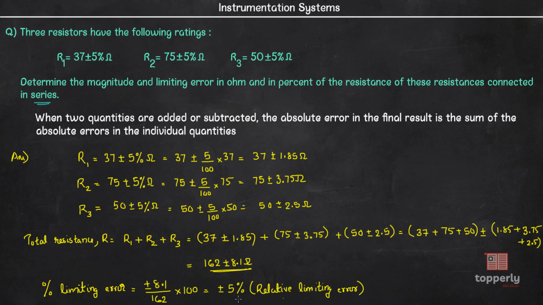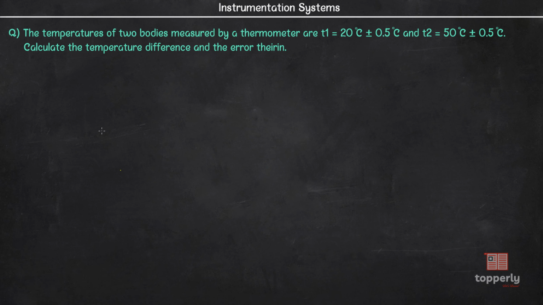Okay, now let's see one more example. The temperature of two bodies measured by a thermometer are T1 is equal to 20 degrees Celsius plus or minus 0.5 degrees Celsius and T2 is equal to 50 degrees Celsius plus or minus 0.5 degrees Celsius. Calculate the temperature difference and the error therein. Okay, here the errors are already given as absolute errors, so we can directly calculate the temperature differences.